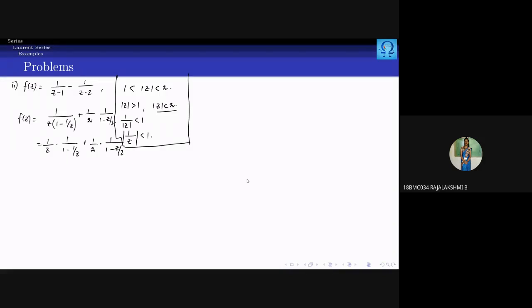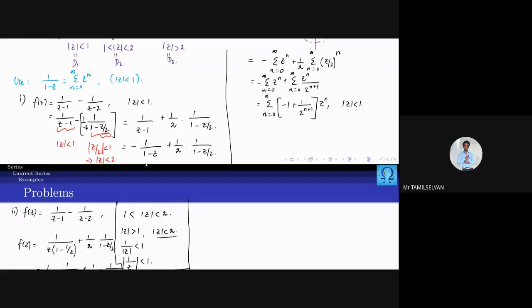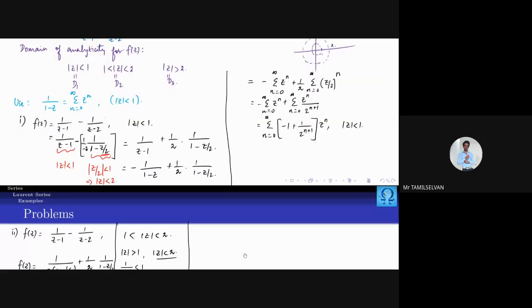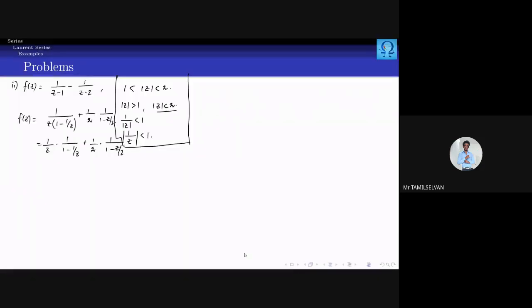Okay, guys. So yesterday we were discussing the Laurent series expansion of this function. We expanded this function in the region absolute of z smaller than 1. Now we are expanding it in the region absolute of 1 smaller than absolute of z smaller than 2. I told you that this may be split into something like this.